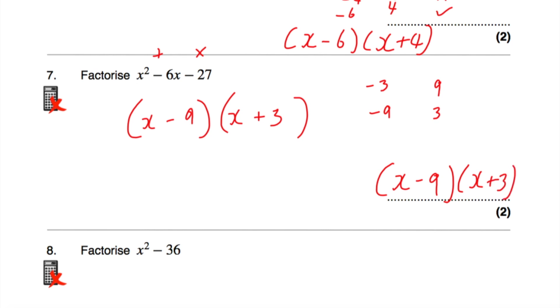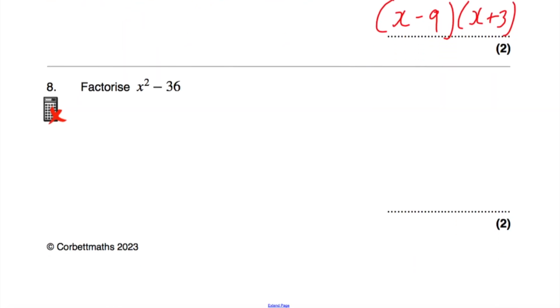And that's it. Okay, let's have a look at our next question, question number 8. It says factorize x squared subtract 36. So this time, this question is a bit different than the ones we've looked at so far. This is a difference between two squares question. It's not in the form of x squared plus bx plus c like the others we've looked at so far. So whenever you're factorizing something like this, which is a difference between two squares, watch video 120 on Corbettmaths, which is the video on difference between two squares.